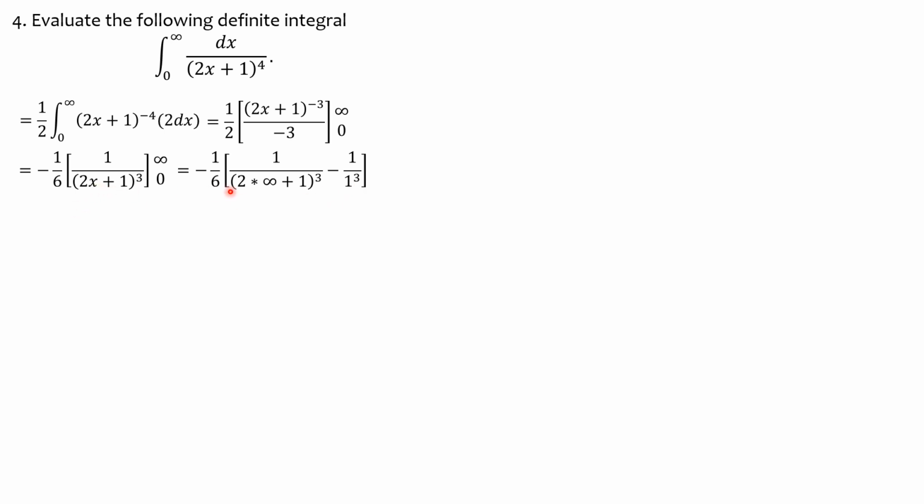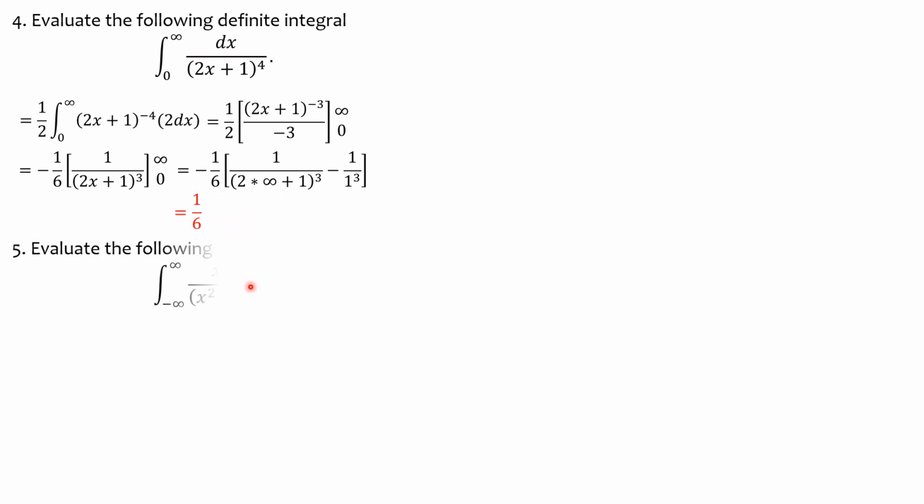because 2 times 0 is 0. And since the denominator of the first term is very large, and 1 over very large cubed would be 1 over very, very large, that would be 0. So this is negative 1. Negative 1/6 of negative 1 is positive 1/6. Therefore, the value of this integral is 1/6.